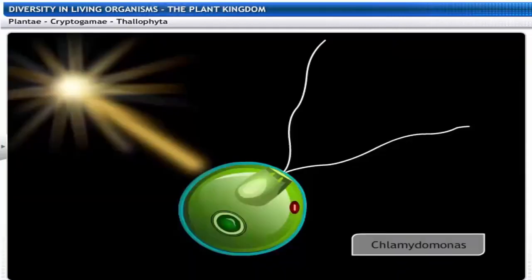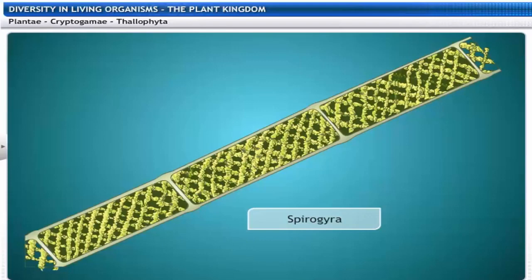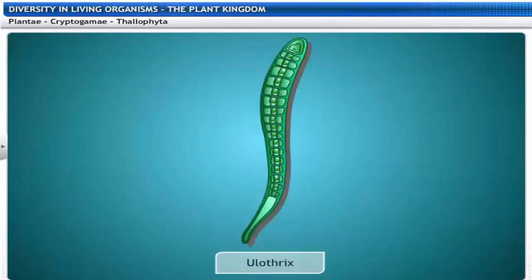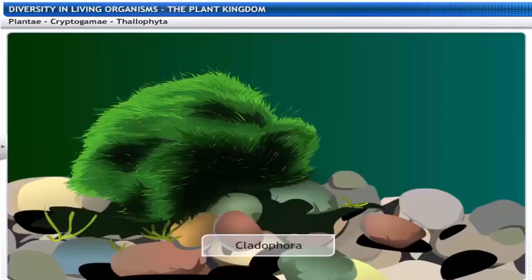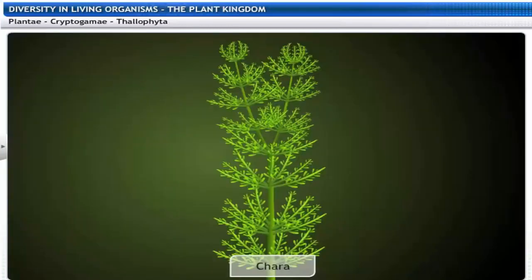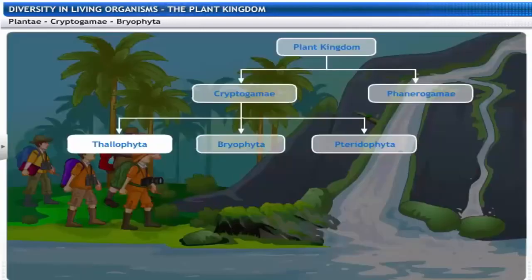Chlamydomonas, Spirogyra, Ulothrix, Cladophora, and Chara are all examples of algae that are included in Thallophyta. Let's move on to the next group.